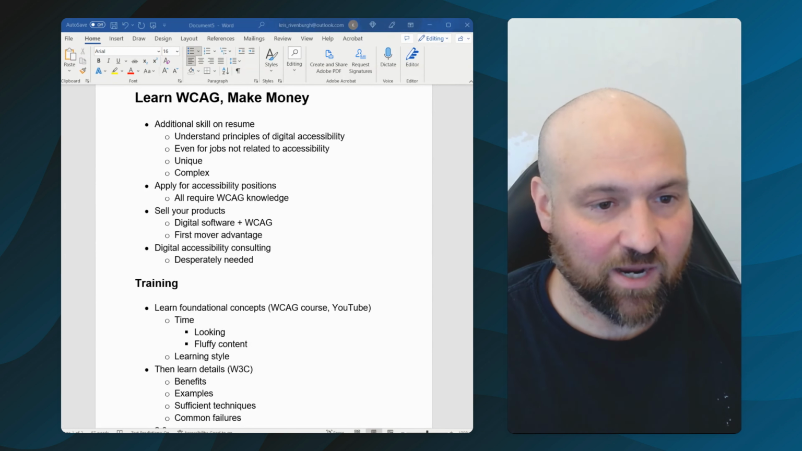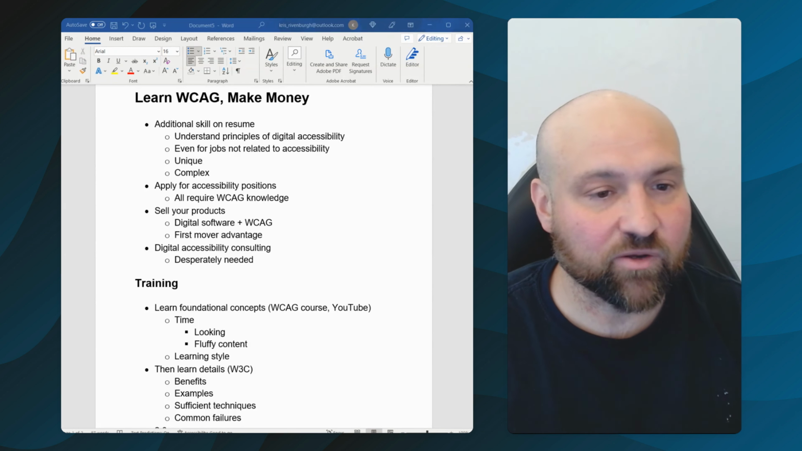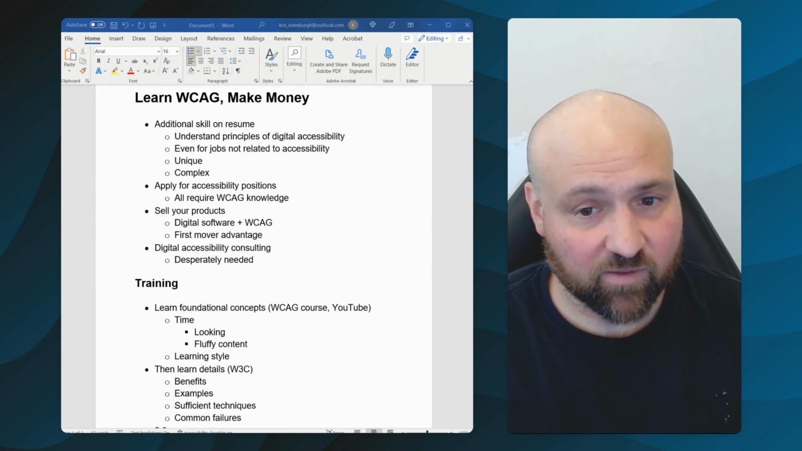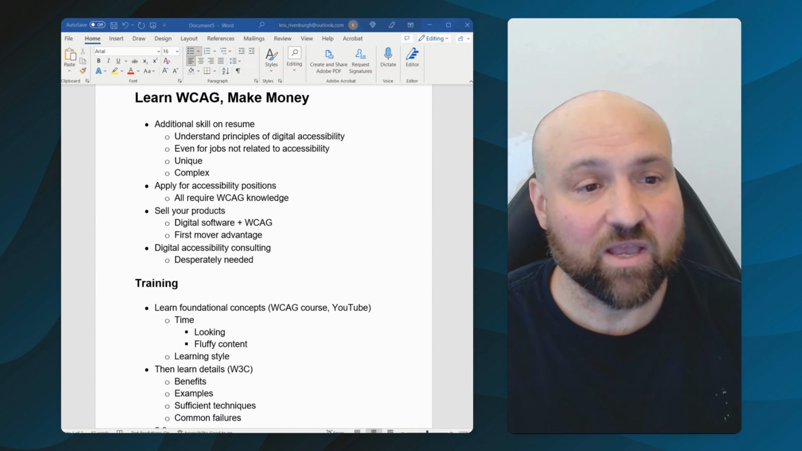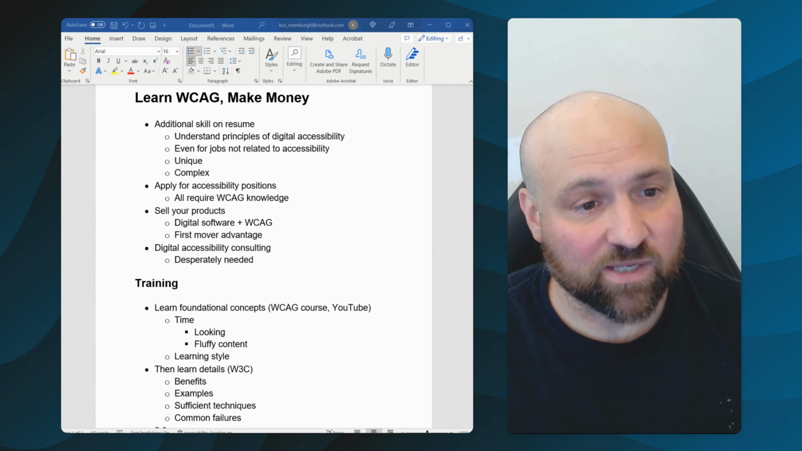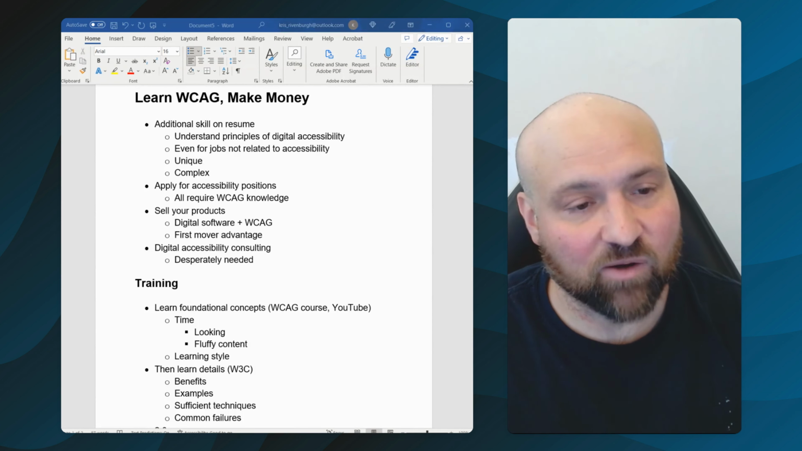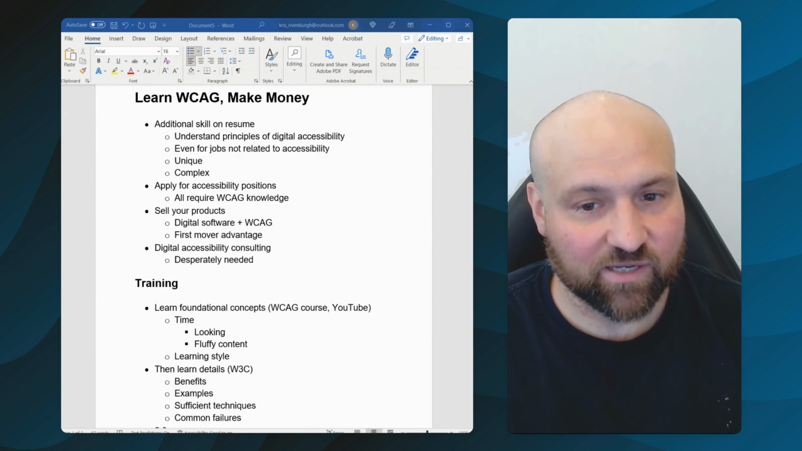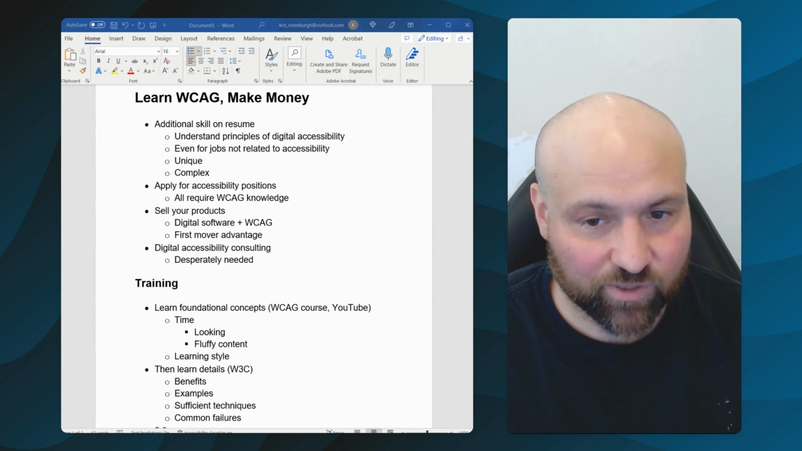I see this all the time on job postings. And the other day, I saw a position, the post is no longer live, but the salary was $196,000 for this position. And of course, it required knowledge of the Web Content Accessibility Guidelines.